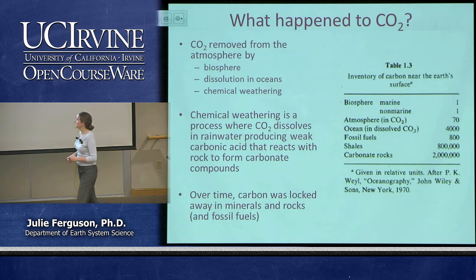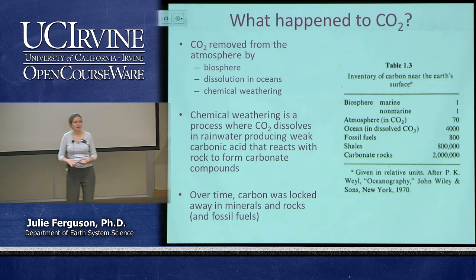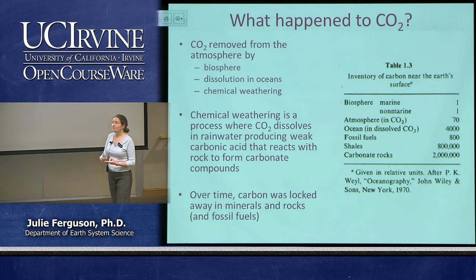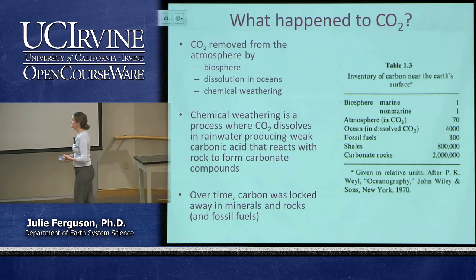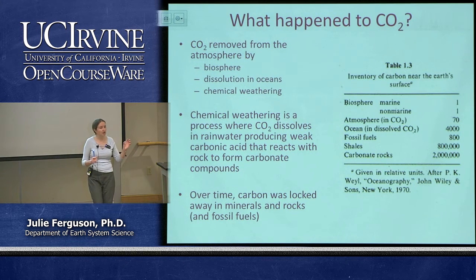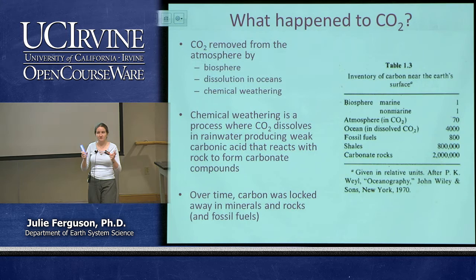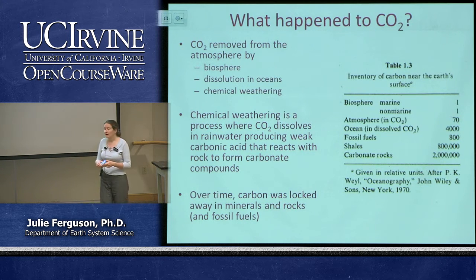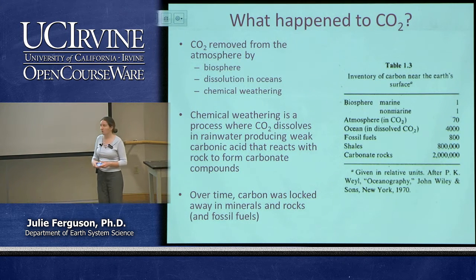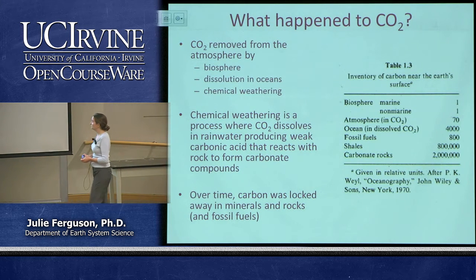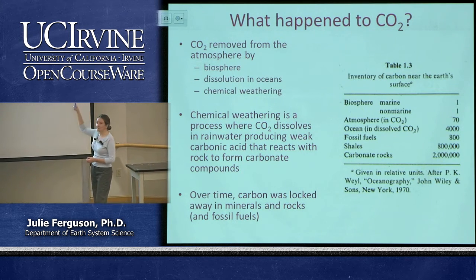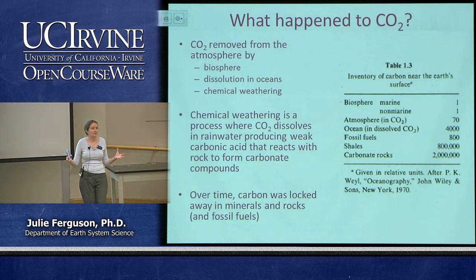Okay, so this is definitely the ones that I wanted. Carbon dioxide has been removed from the atmosphere by the biosphere, by dissolution in the oceans, by chemical weathering. That's the process where we dissolve carbon dioxide in water in the atmosphere, which makes our rain slightly acidic. And then that dissolves away different rocks or reacts with rocks. Over time, all of that carbon has been locked away in rocks and also as fossil fuels. And so you can see the different amounts of carbon in those different reservoirs, those different places today.